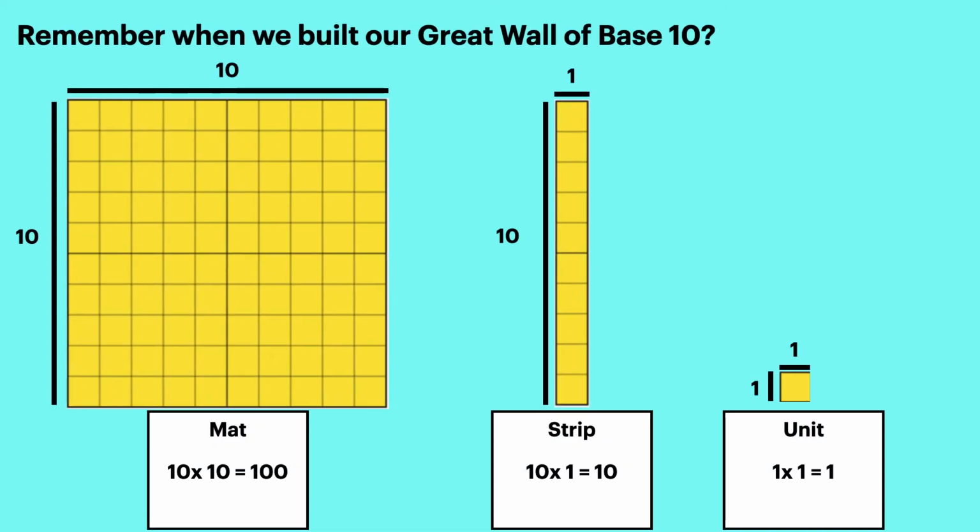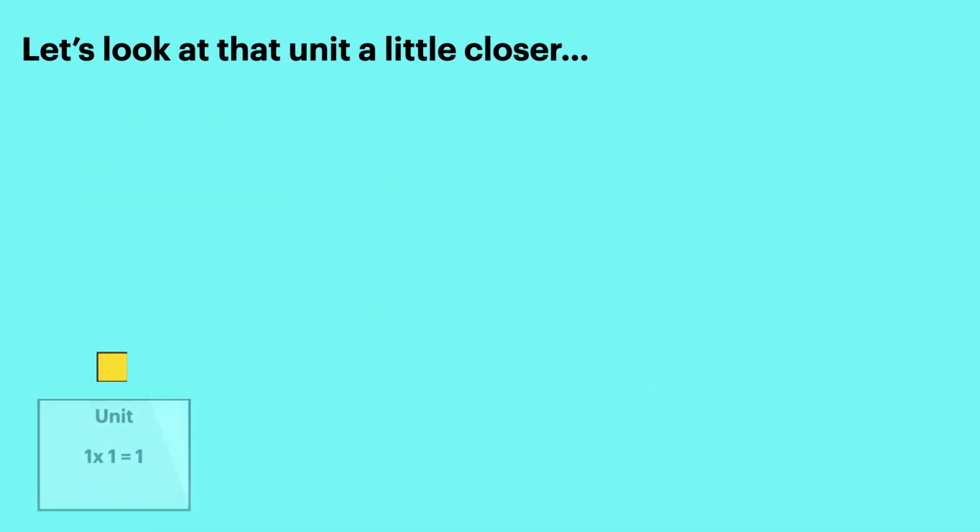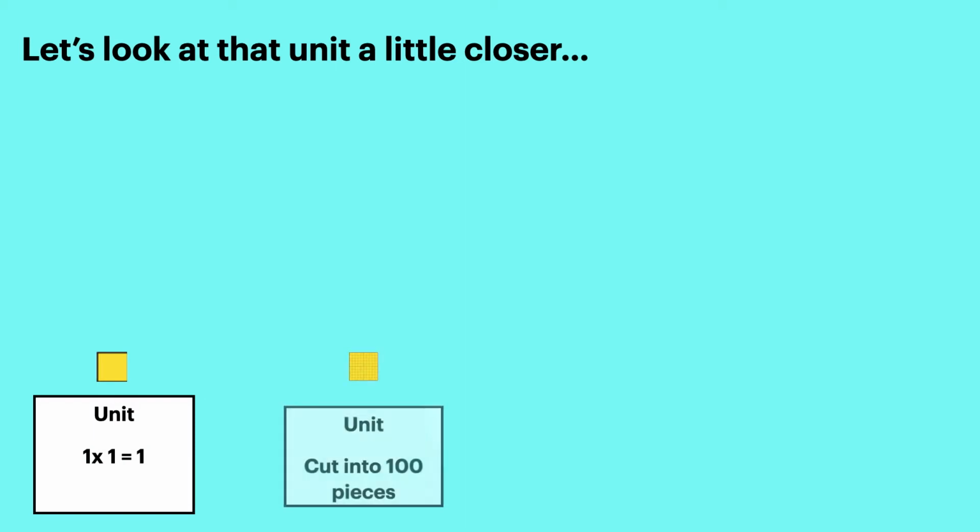But what happens if we go smaller than 1? What is to the right of that unit? Well, to figure that out, we have to look at that little unit itself. So let's do that now. Let's look at that unit a little closer. Imagine that I was to take that same unit and cut it up into 100 tiny pieces. Can you see that? Now imagine if I took that unit and cut it into 10 strips.